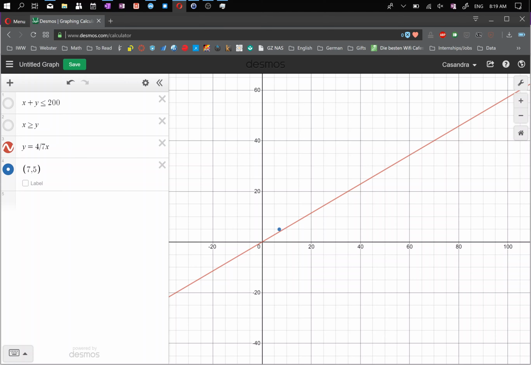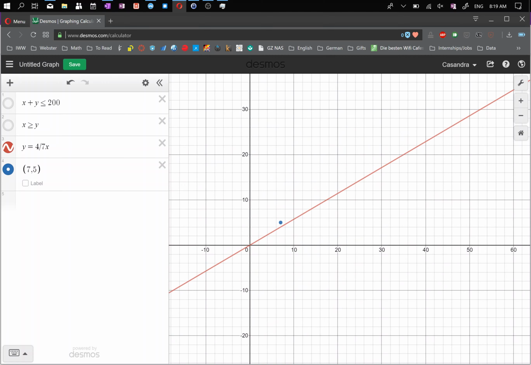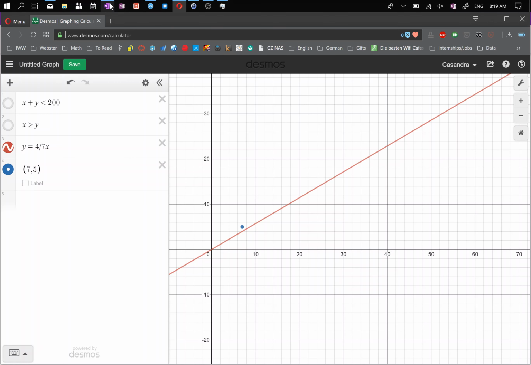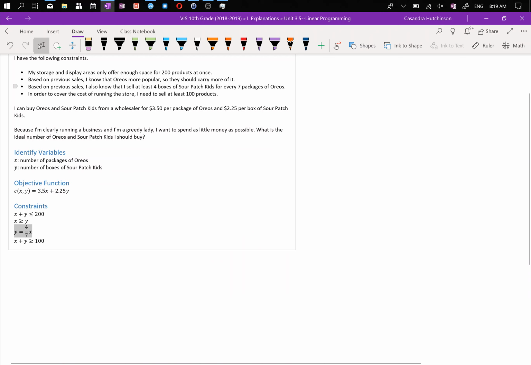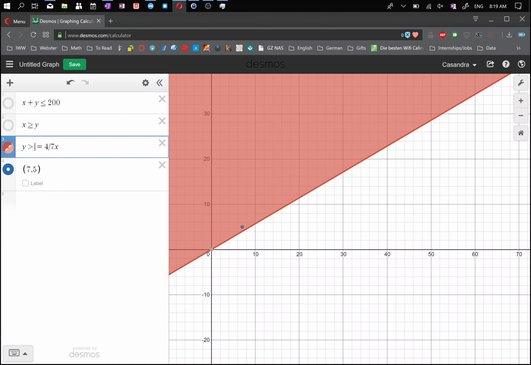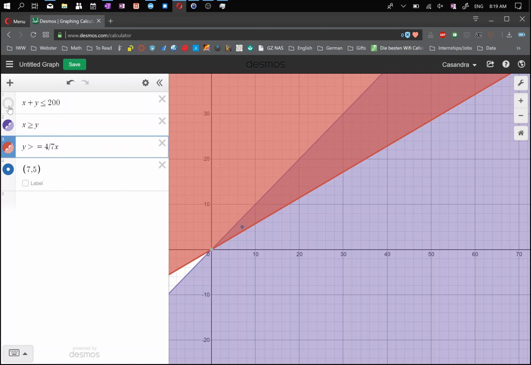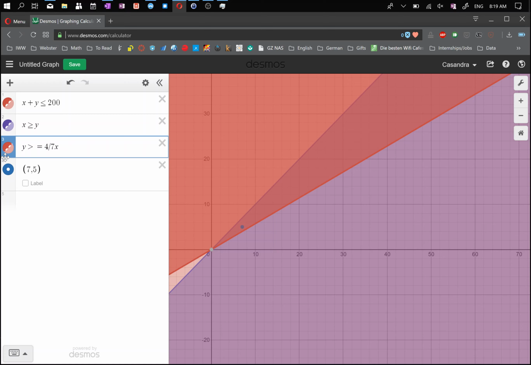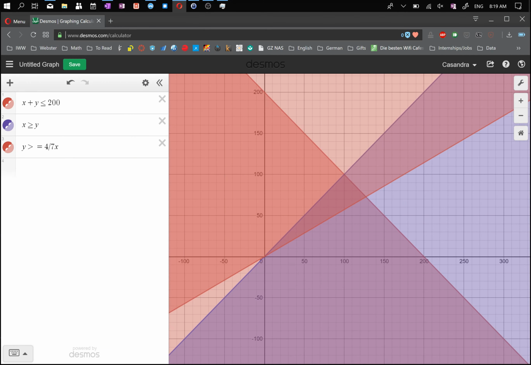And if I look here, did I have this right? The Oreos and the Sour Patch Kids? If I have 5 Sour Patch Kids to 7, yeah, that should be possible. So that means this blue dot has to be in my shaded region. So I should probably put it this way. Oh yeah, to turn these on and off, you just click this button here. I'm going to now delete that dot because it is no longer useful to me, and I have to zoom back out because you'll remember one of my things was very far away.